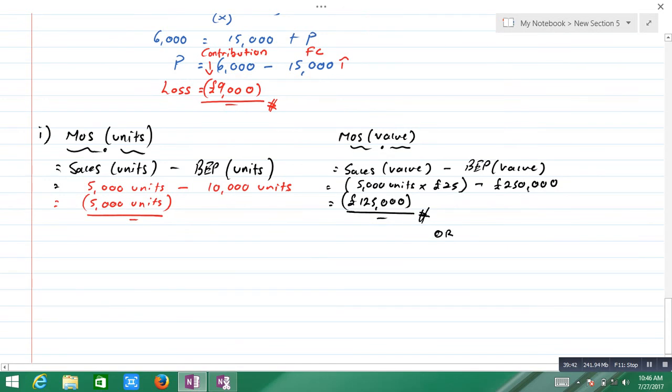But we don't really put it as negative units. I just want to tell you that the units are negative by 5,000, but no units can be negative. It's just that it's lesser. We consider it's less. Negative means the units are lesser here compared to the break-even units. That's the idea here.